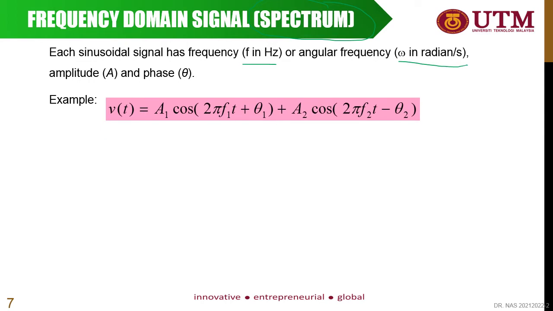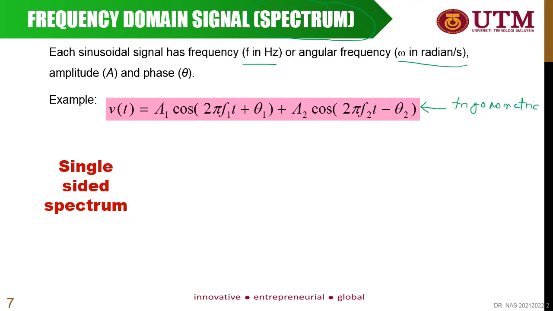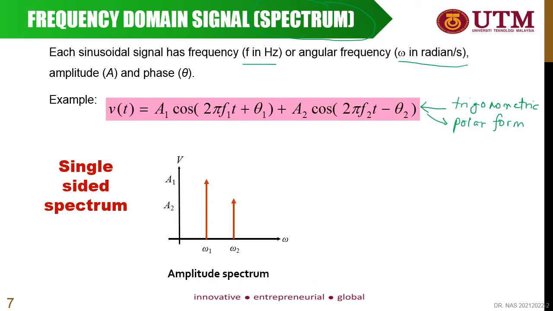So for example, if you have this equation for v(t), how to plot a single-sided spectrum? Okay, so this equation is also known as trigonometric function, or also known as polar form. When you have sine or cosine function in an equation, it is also called trigonometric or polar form. To plot a single-sided spectrum, you need to separate the amplitude spectrum and also the phase spectrum.